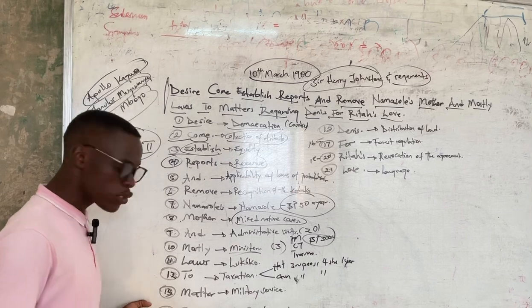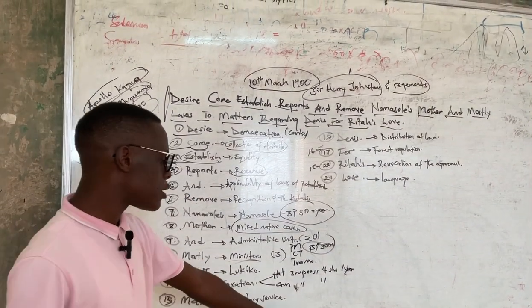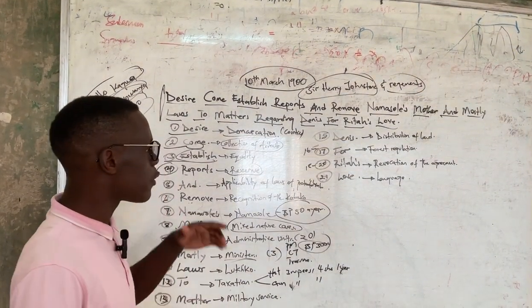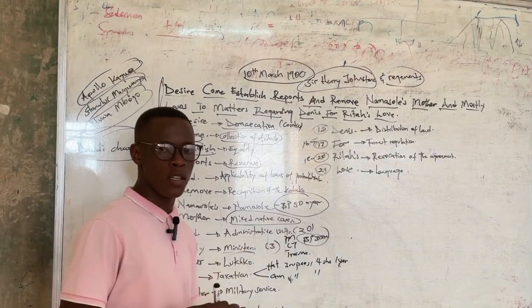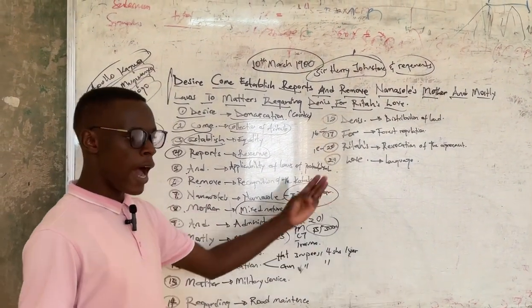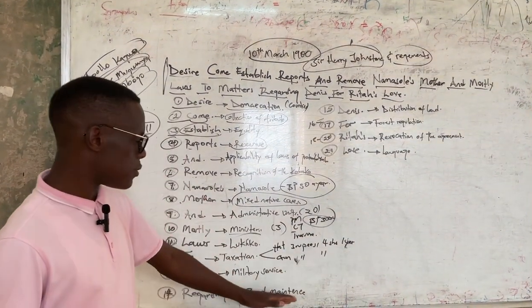Then we have Article 14. In our sentence, it calls for road maintenance. Road maintenance was mandatory. As I told you earlier, we are the people that had manpower. So it was a clause that required these Africans, or the natives, to give that service to maintain roads in the kingdom.